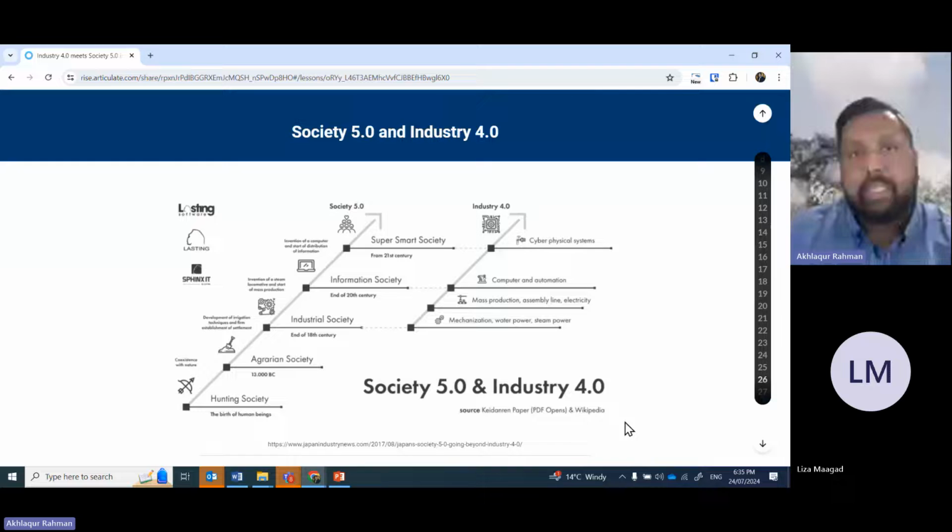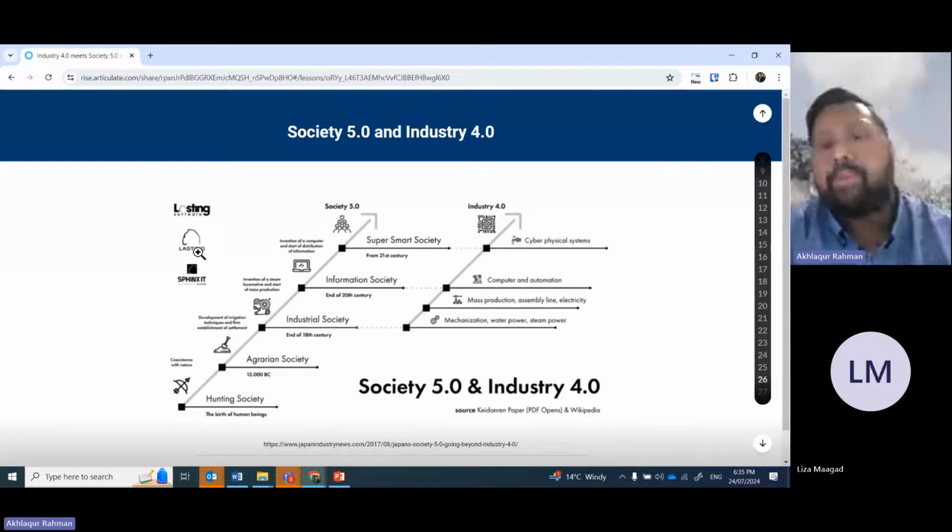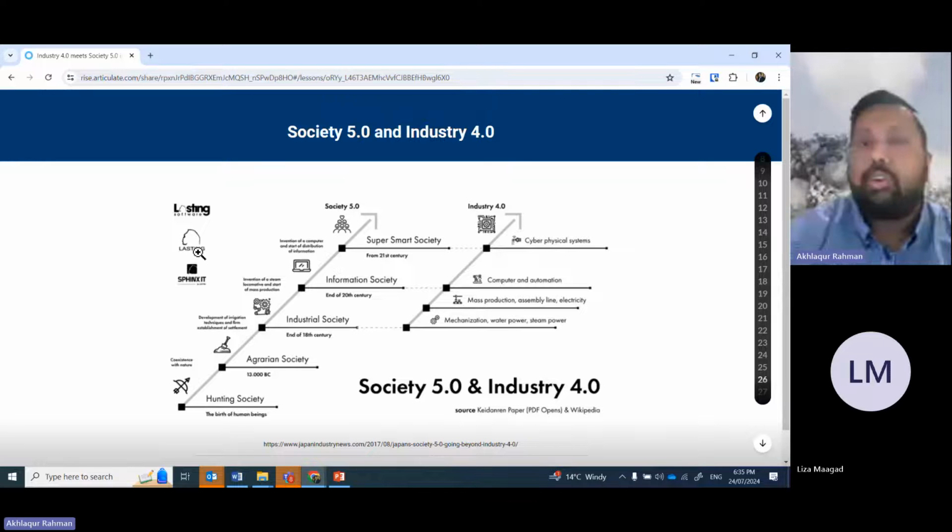So, as you can see, if we do a quick history of Society 5.0 and Industry 4.0, as I mentioned, if you look at the portion after the second industrial revolution, or Society 3.0, they actually went hand in hand.